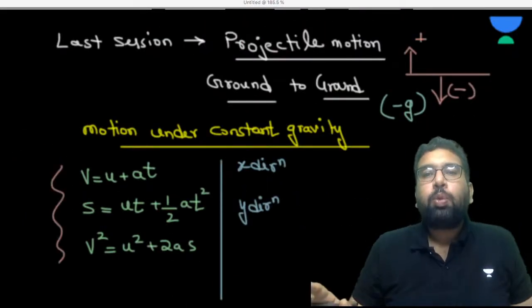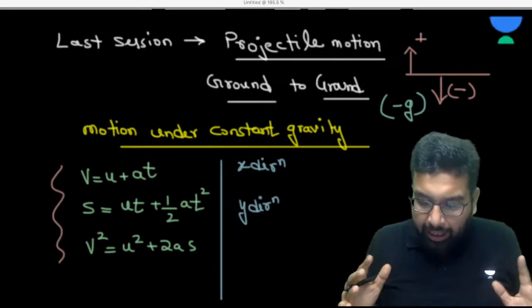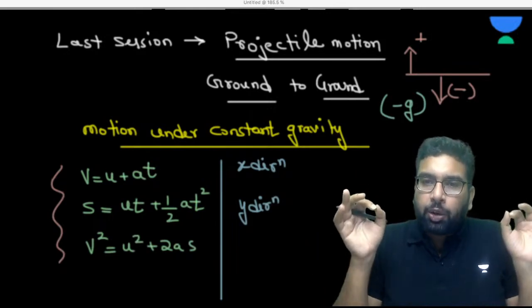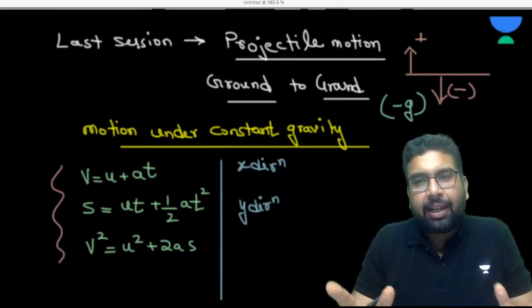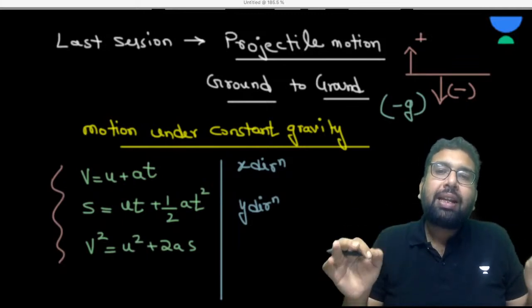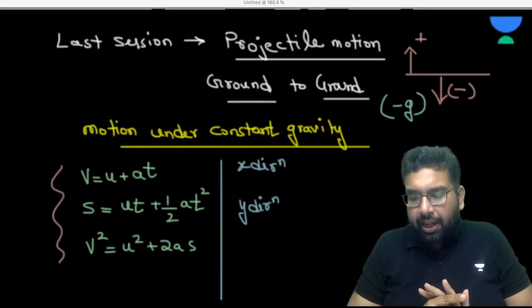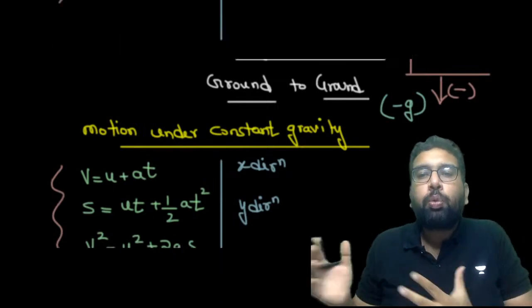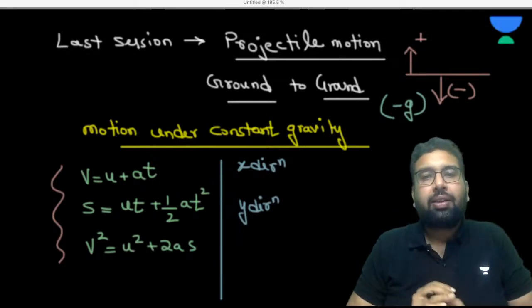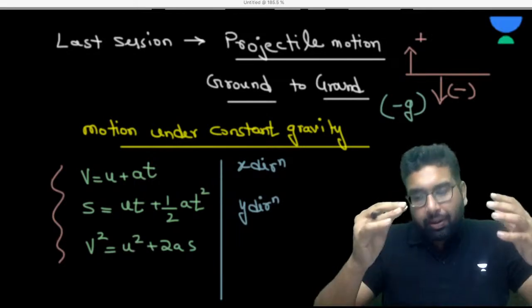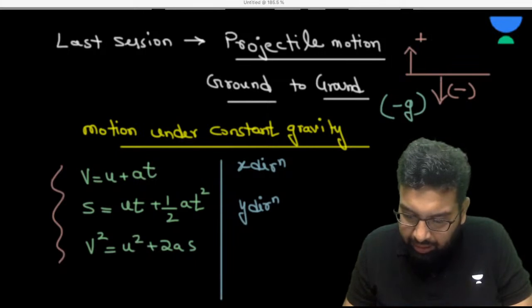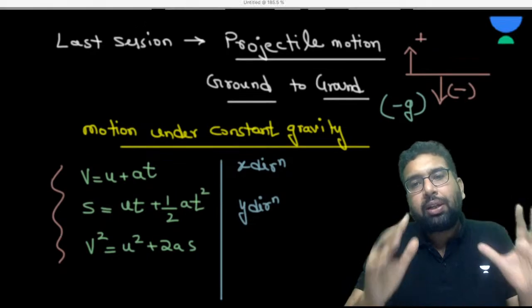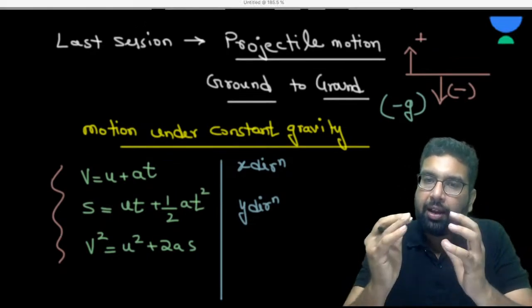Projectile motion is not a new topic, it is not a topic at all. This is just an application of motion under constant gravity. The way you are solving it, just treat it like a problem of motion under constant gravity, only in x and y directions. So we only have to use these same equations in the x and y directions.